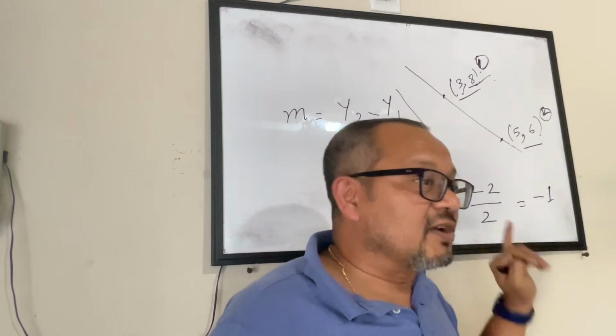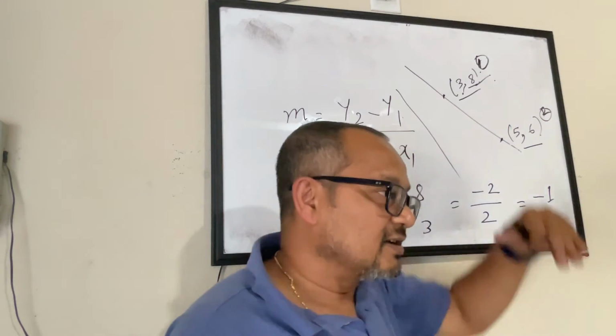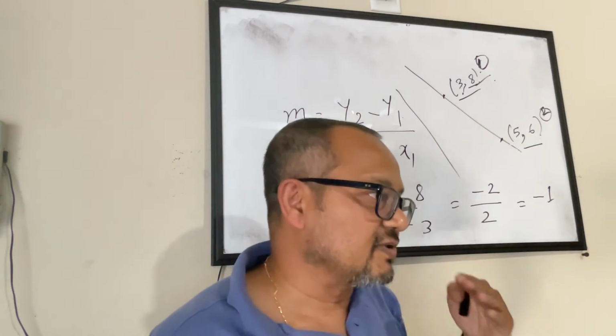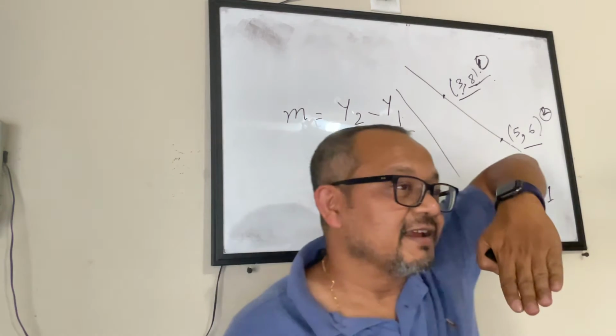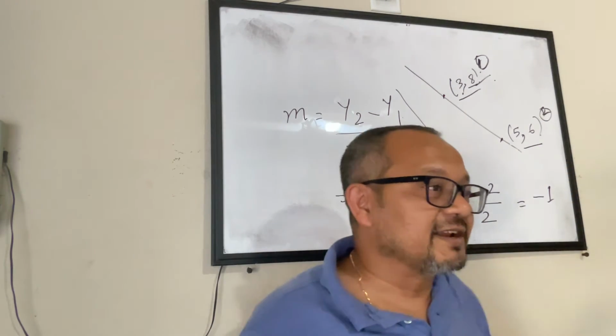So minus 1. What does minus 1 mean here? It's a slope any which way. It's a decrease. It's going down. It's decreasing.